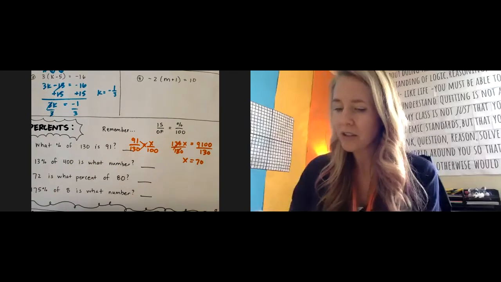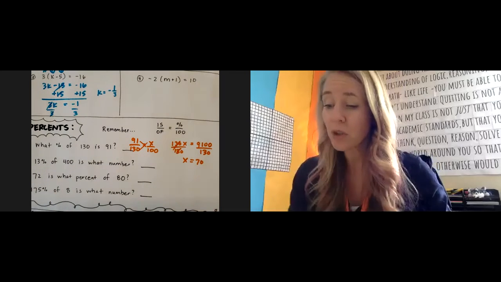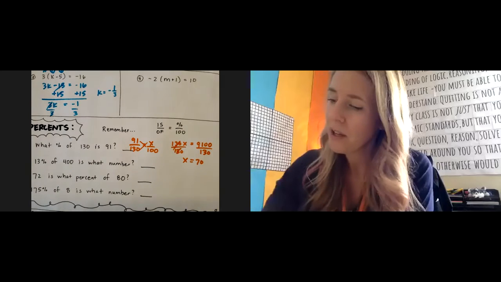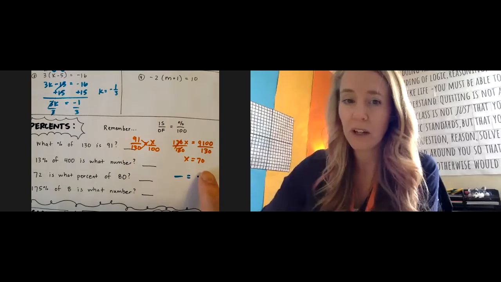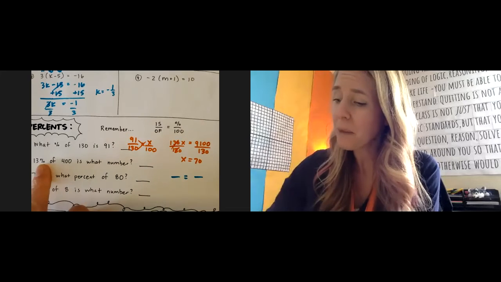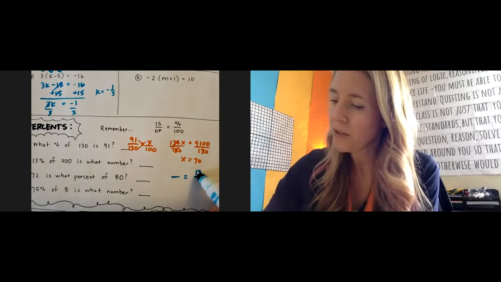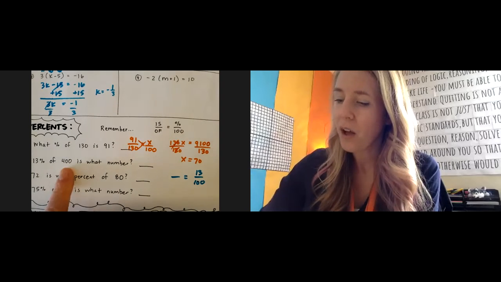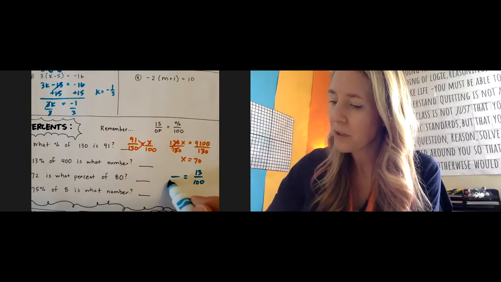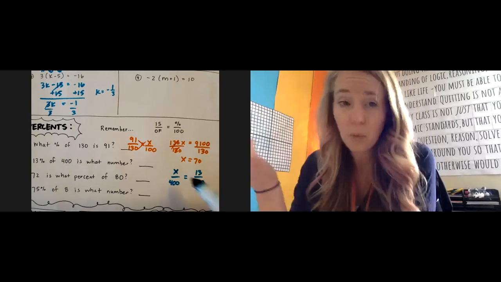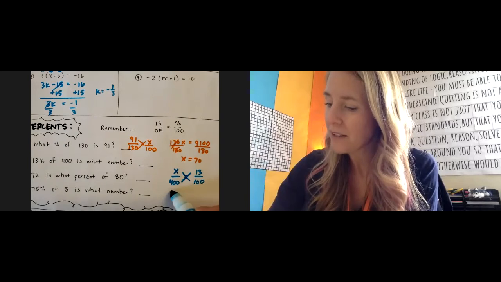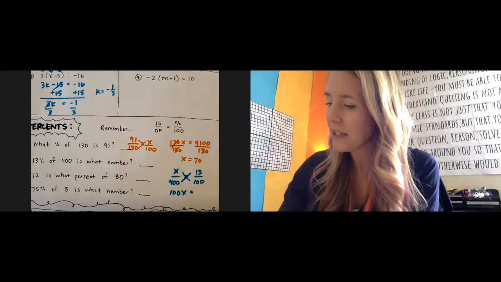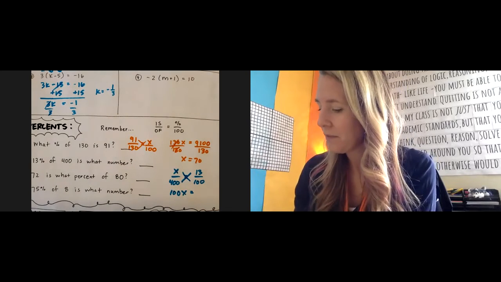Same thing we could do. I'll just do number 6 as an example. 13% of 400 is what number? Okay, my is over of equals my percent over my 100. 13 is my percentage. We always know 100. Of 400, so my of is 400 down here. And then is what? We don't know. Cross multiply. 100 times x is 100x. 13 times 400.